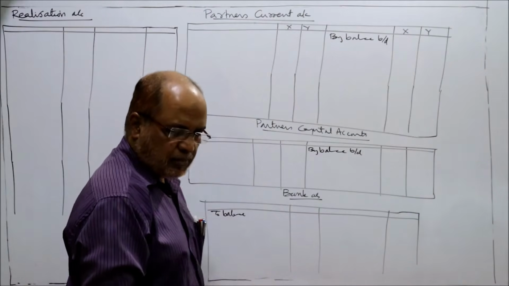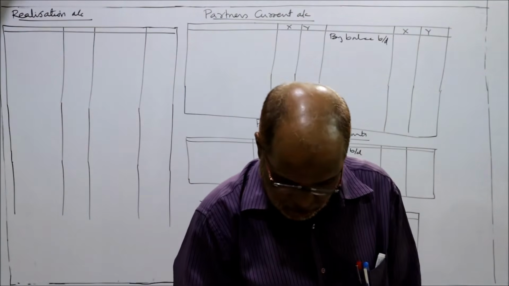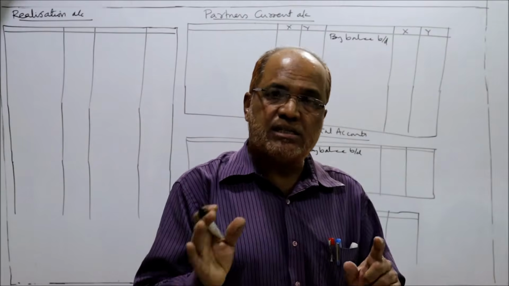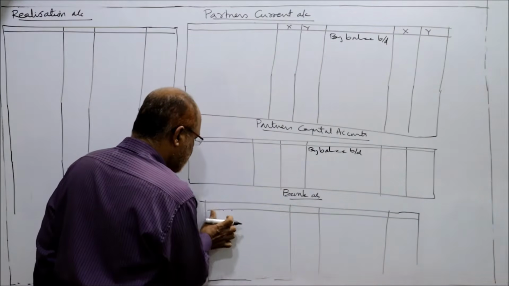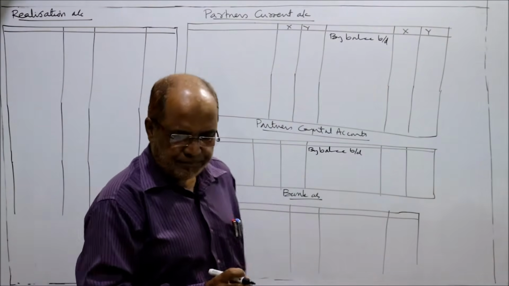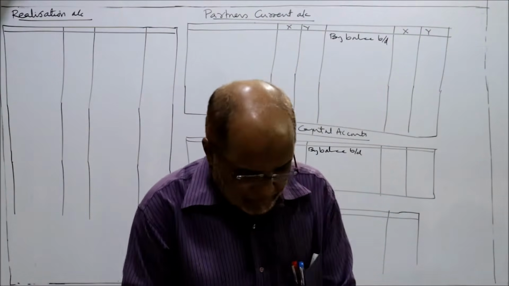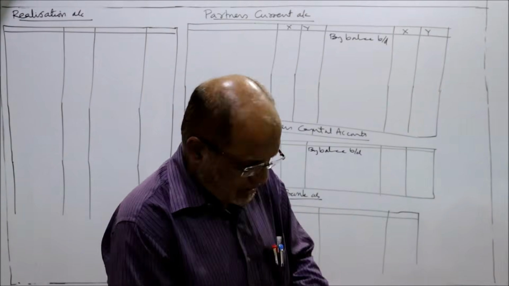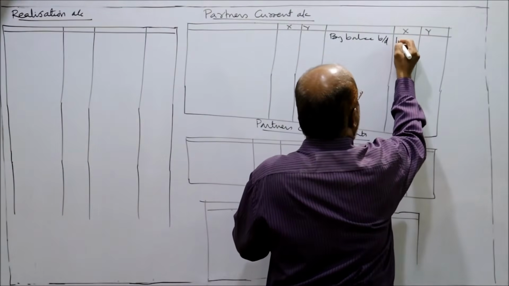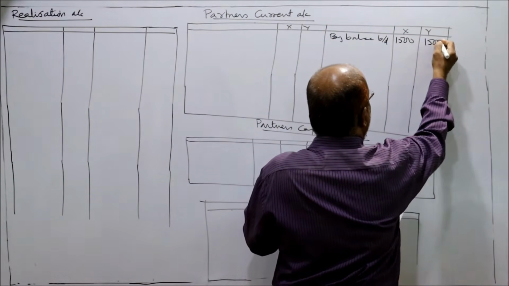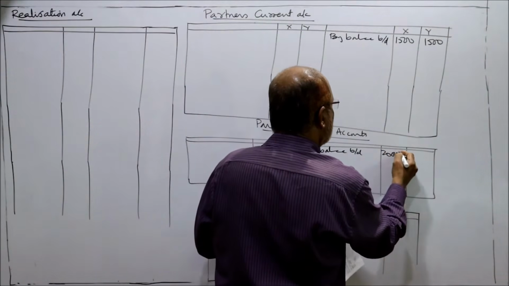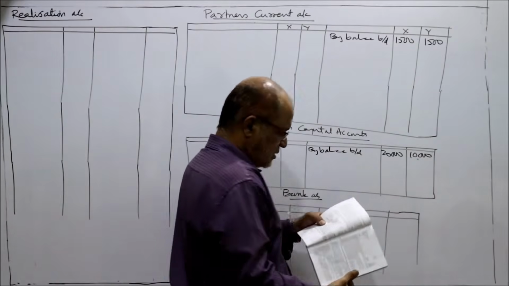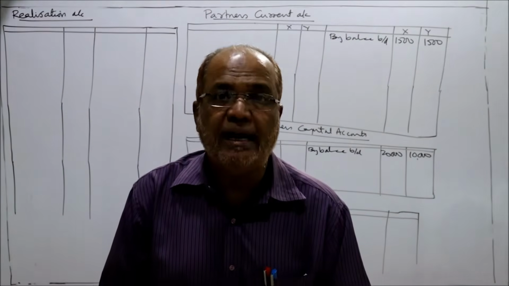But the balance is not there because one of the partners has taken away the cash. So in cash we will not take balance brought down. Right? Now, how much is the current account balance? 1,500 for X and 1,500 for Y. And capital account 20,000, 10,000. That's it. Now we'll post the entries.